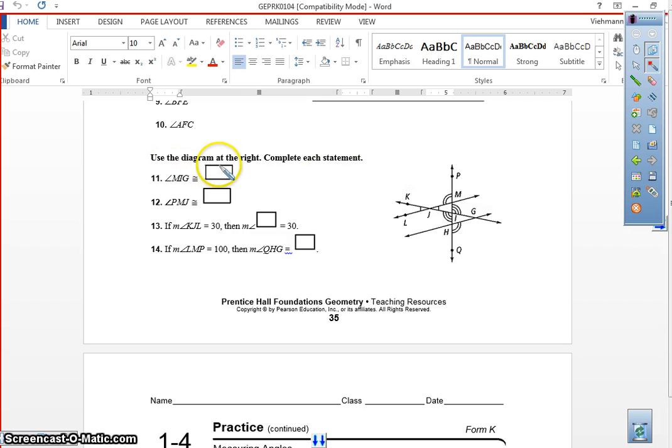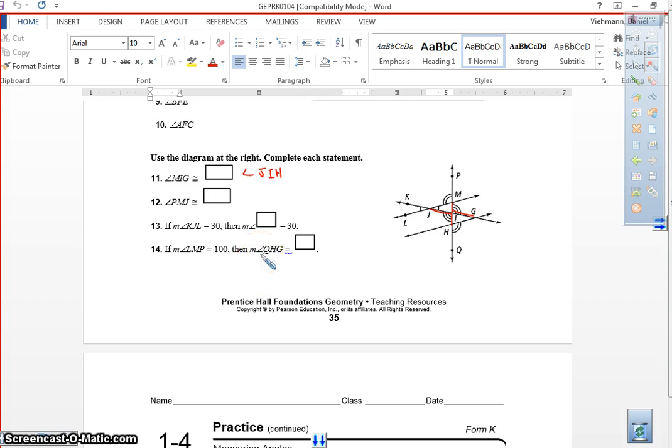Working our way down the page. Use the diagram at the right to complete each statement. All right, so angle MIG. We can highlight that, M to I to G. So we're talking about that space right there. And that is congruent to the opposite side here, this vertical angle, which is JIH. Could also call that HIJ, QIJ, KI.